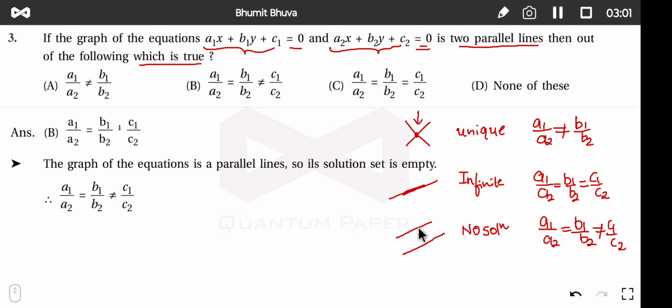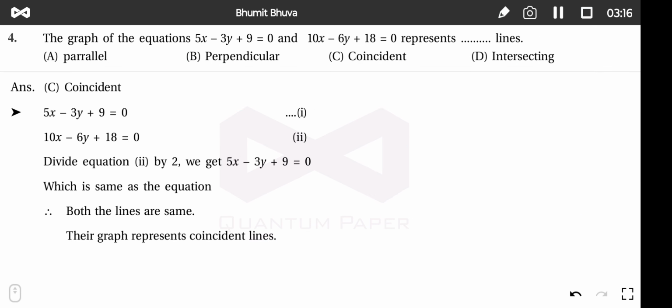So which lines are not intersecting? The parallel lines. So here it is given parallel lines. So the condition for parallel lines is that the first two ratios are equal and the last is not equal. So the correct option is B here. Okay. Look at the next question.